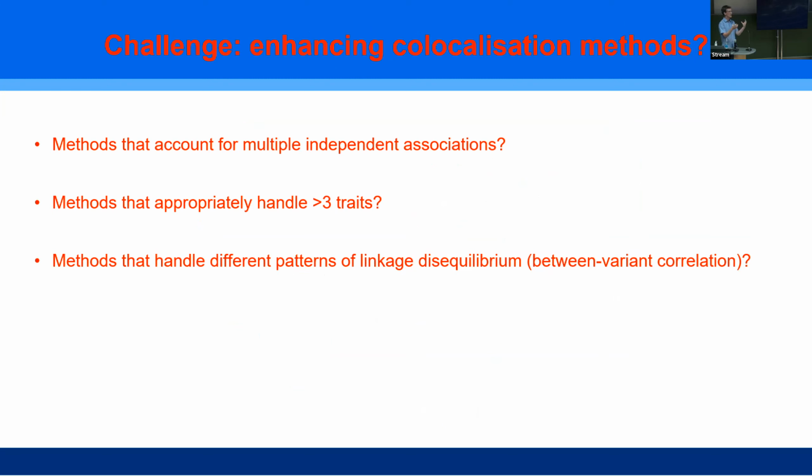There is now one method that can handle multiple traits, but increasingly, we're finding signals for heart disease that then also have a gene signal, a metabolite signal, a protein signal. How do we test these jointly?